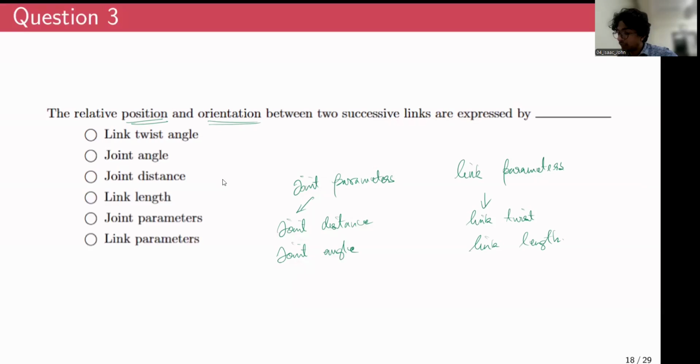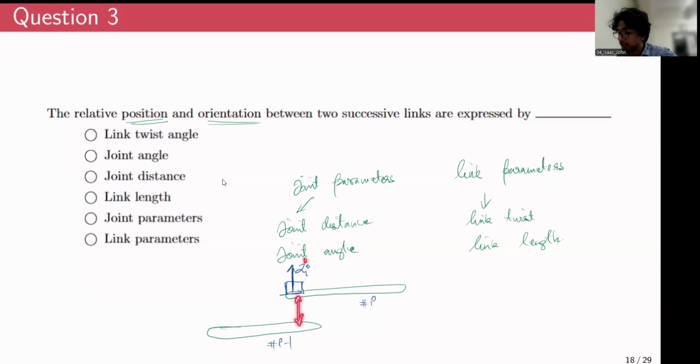So joint distance, like if you have two links like this one, right? And if I'm having a coordinate frame, if I call this link i and this link i minus 1, and this is the zi axis, because if you consider the rotary joint to be vertical, the relative distance between these two links, measured along zi, what do we call that? We call that joint distance, right?